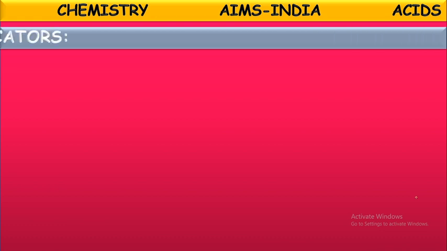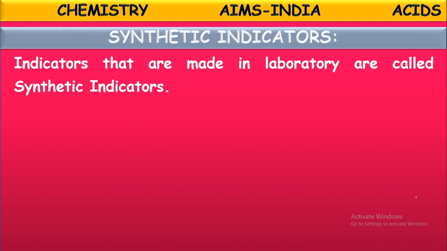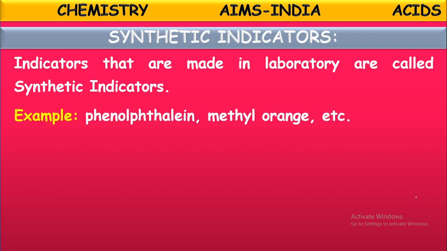Okay. Now let us talk about synthetic indicators. Indicators that are made in the laboratory are called synthetic indicators. Yes, by using chemical substances, these indicators are prepared in the laboratory, and hence they are called synthetic indicators. For example, methyl orange, phenolphthalein, etc. These all come under synthetic indicators or man-made indicators because they are prepared in the laboratory.